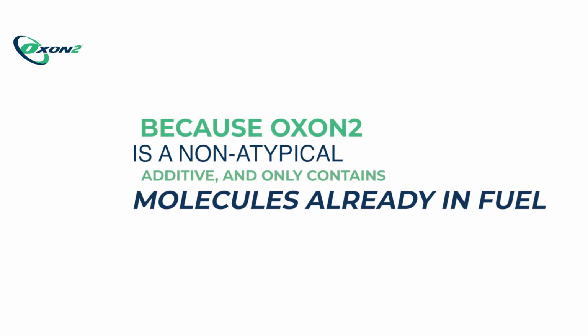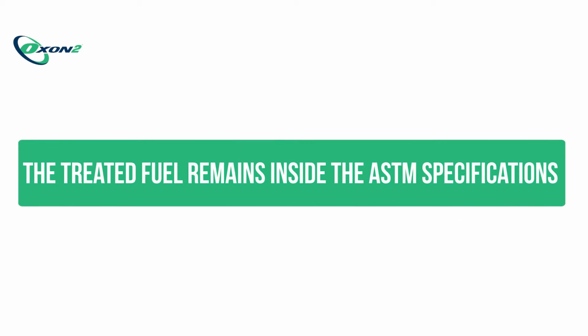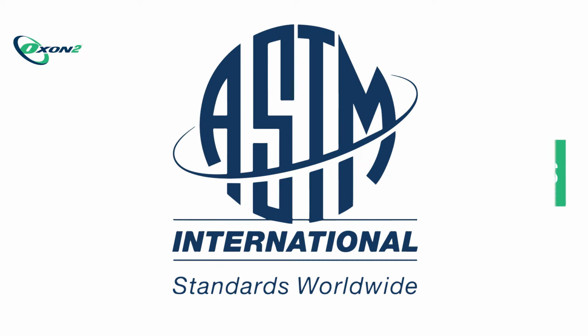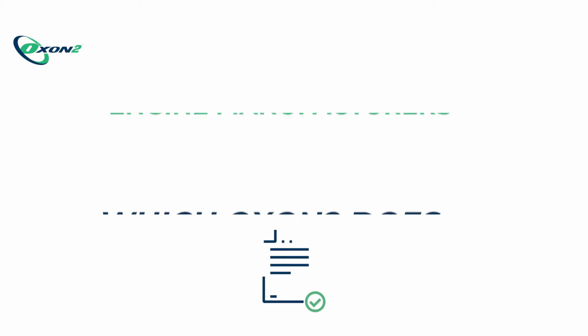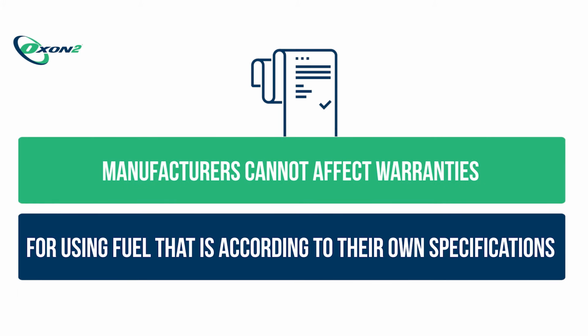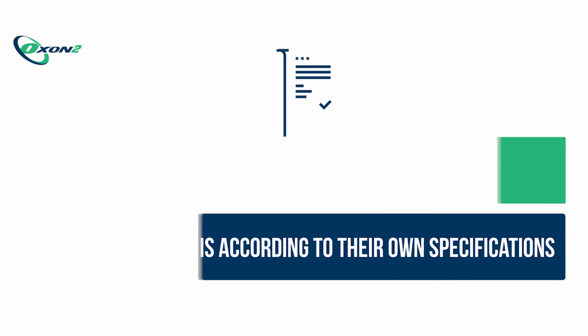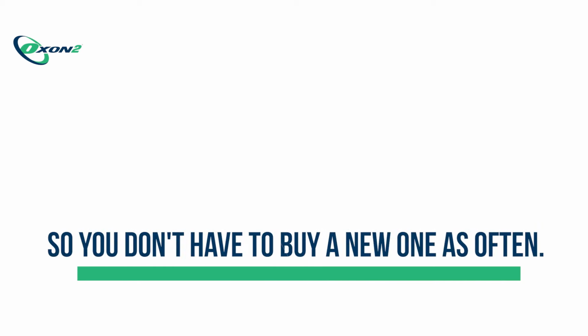Because Oxon 2 is a non-atypical additive and only contains molecules already in fuel, the treated fuel remains inside the ASTM specifications and was verified as such by Intertech Laboratories. Engine manufacturers don't approve additives. They only care that the fuel remains in the ASTM specs, which Oxon 2 does. Manufacturers cannot affect warranties for using fuel that is according to their own specifications. The only displeasure manufacturers may have with Oxon 2 is that it enhances engine life, so you don't have to buy a new one as often.